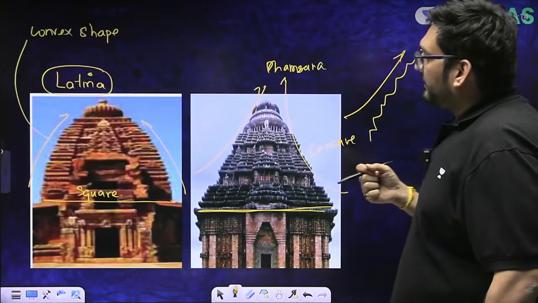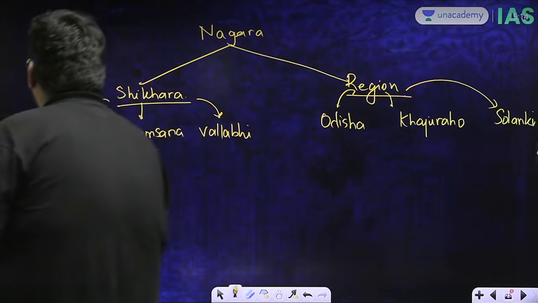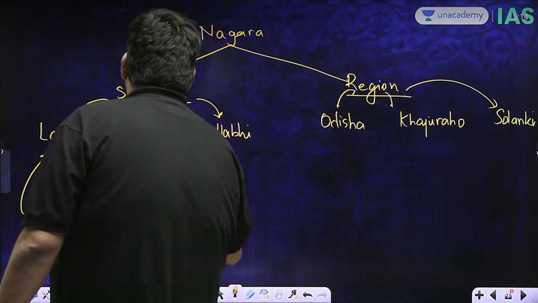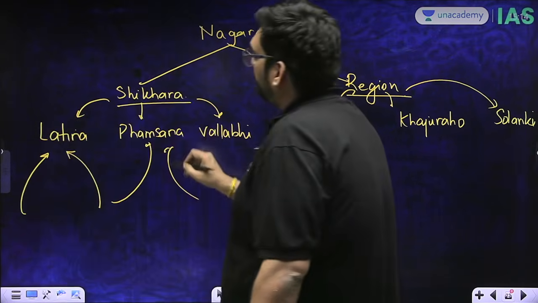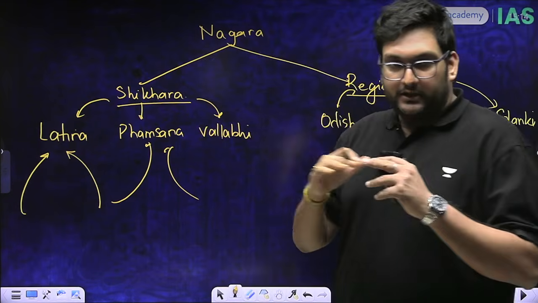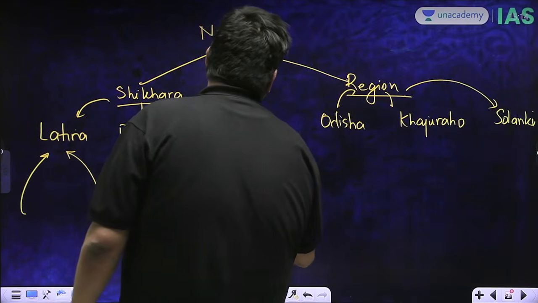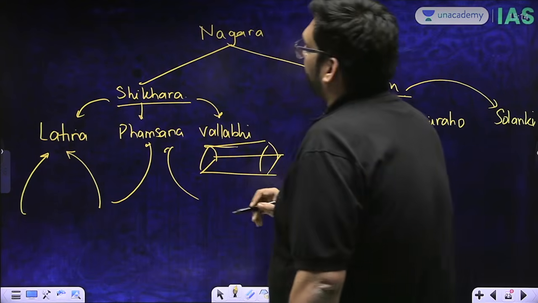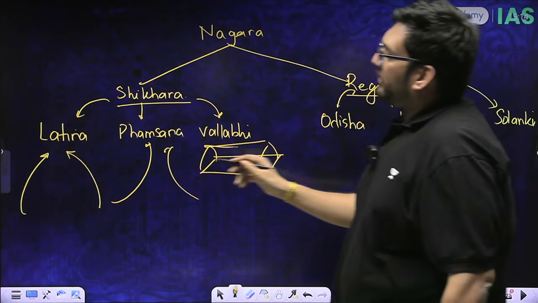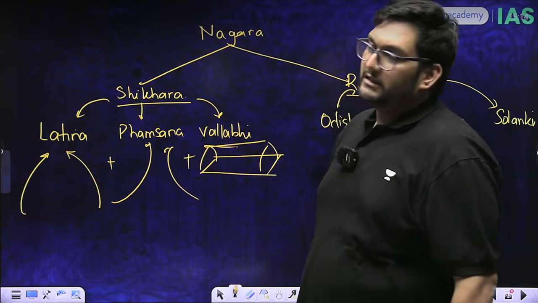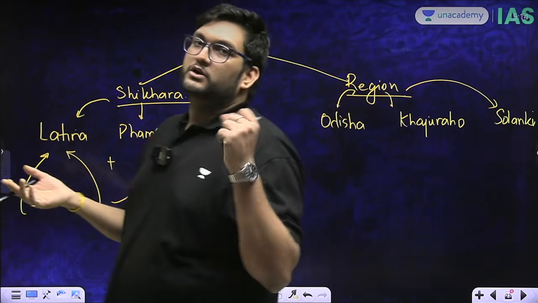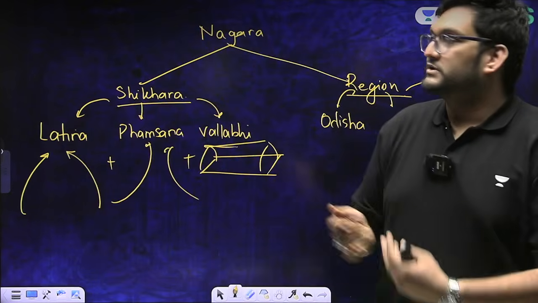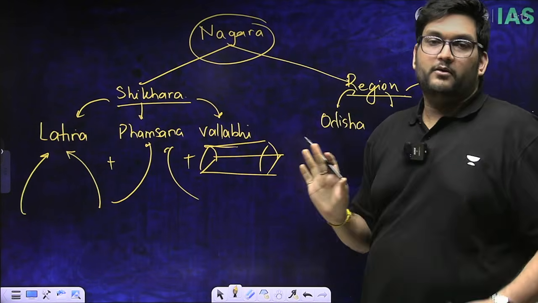So when we talk about Latina, we talk about sharp curves, curvy linearity. When we talk about Pamsana, we talk about outward curve, concave, shorter, broader. When we talk about Valabhi, we talk about rectangular base with vaulted chamber. So now any of these two can be used together. Even all three can be used. It is totally on the architect what they are trying to represent, what they are using. Nagara style Shikhar, I hope it is clear.